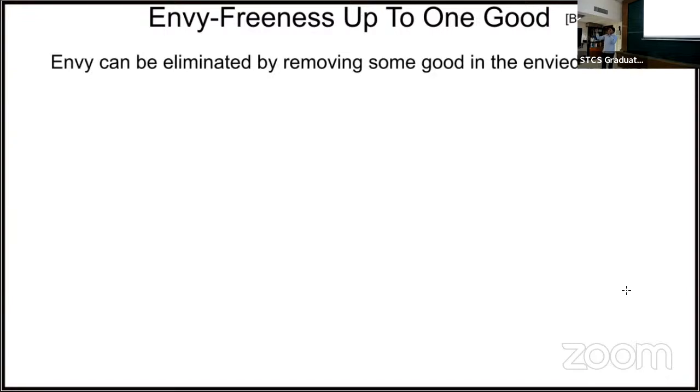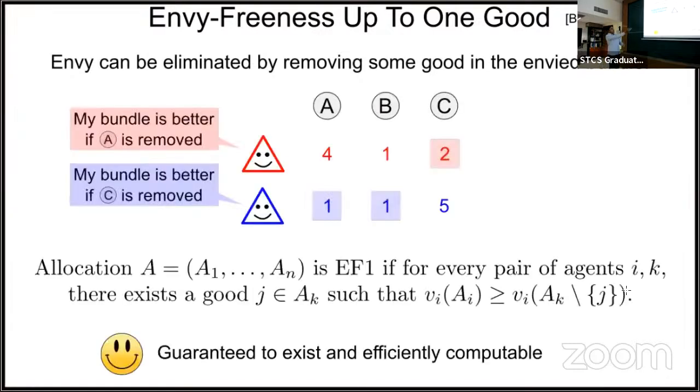Okay, so your envy is bounded in this sense up to the removal of something. Just to give an example, suppose again you have 2 agents, 3 items, and this time I'm giving item C to the red agent and A and B to the blue agent. Now if I'm the red agent, I have a value of 2 for my bundle and 5 for the blue agent's bundle, so I definitely envy blue.